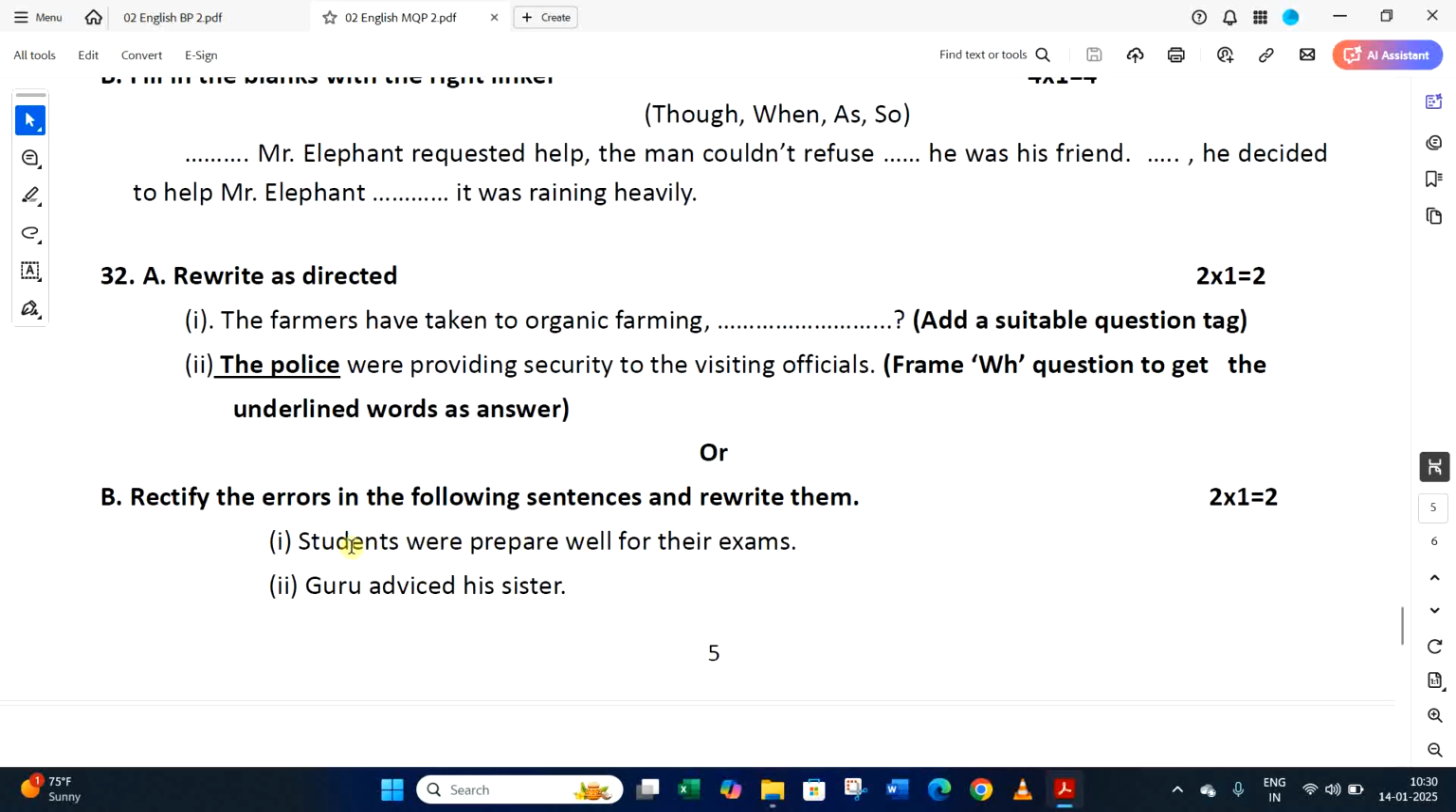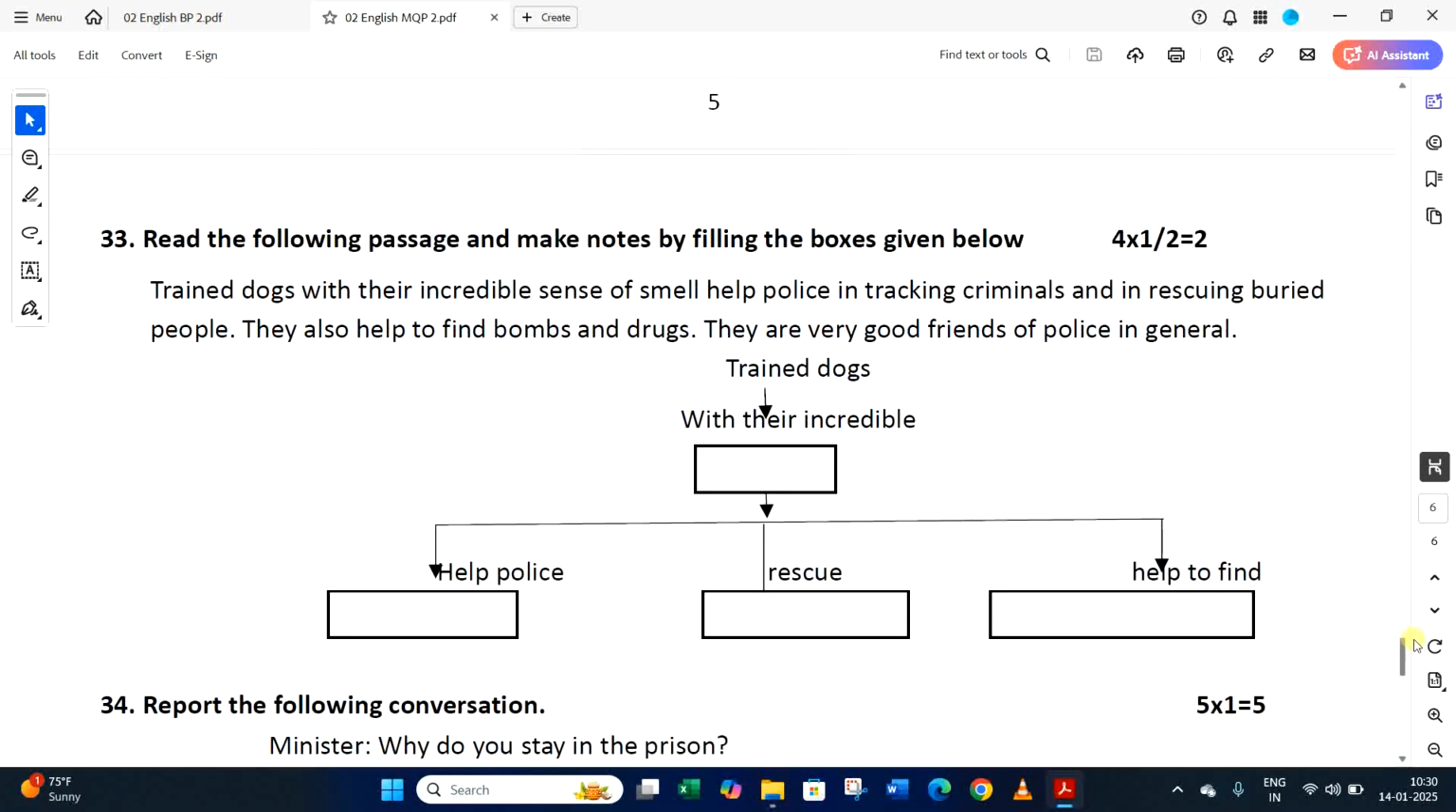We have to see: students were prepared well for their exams. First question. Second is: Guru advised his sister. So somewhere, maybe in spelling, maybe in structure, maybe in grammar, maybe in meaning, there will be an error which we have to rectify and write. It is for 2 marks. Next question, that is 33.